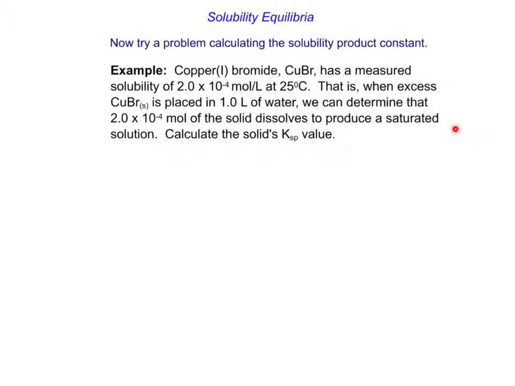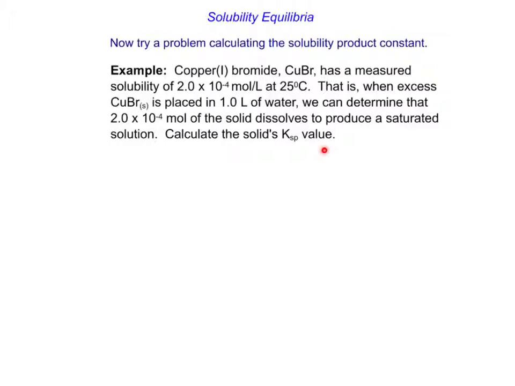So let's read the problem. We have copper 1 bromide right here. It has a measured solubility of this much at 25 degrees C. That is, when excess copper 1 bromide is placed in 1 liter of water, we can determine that 2 times 10 to the negative 4th moles of the solid dissolves to produce a saturated solution. Calculate that solid's solubility product constant value.